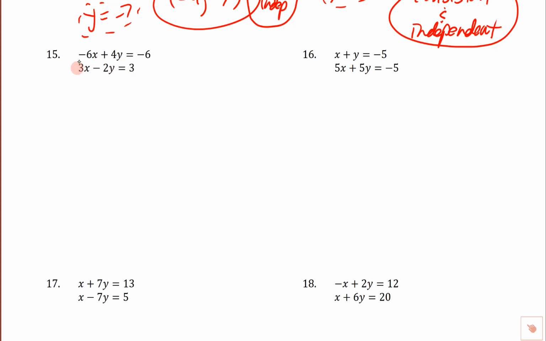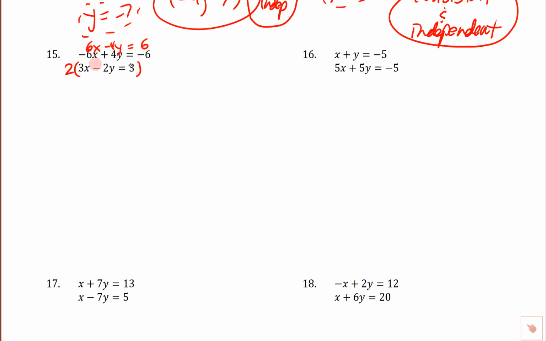So here's what I'm going to do. I'm going to multiply this one by 2 because that's going to turn that into a 6, and I'm going to stack it right up here. So this is going to be a 6x, this is going to be a negative 4y, and this is going to equal 6.